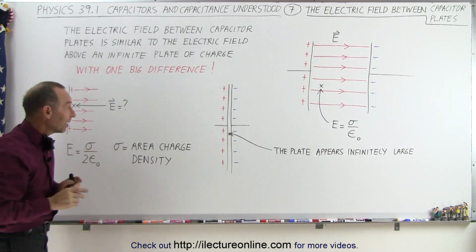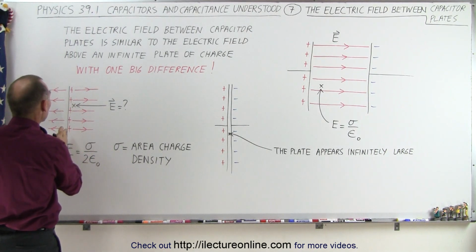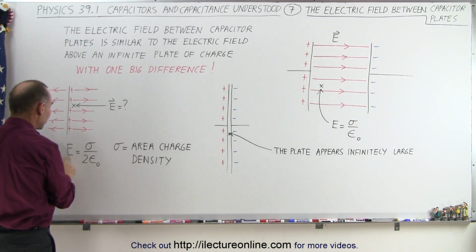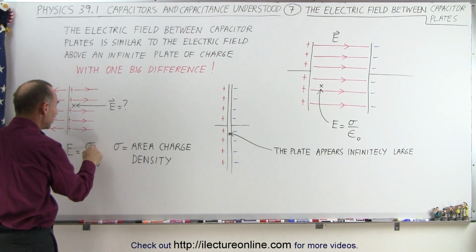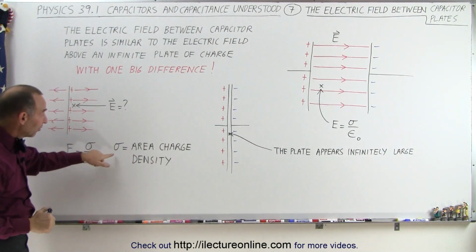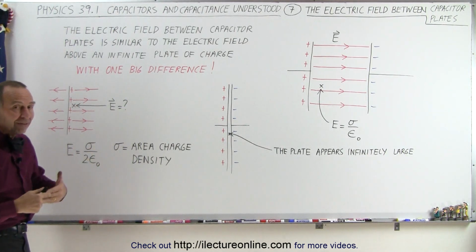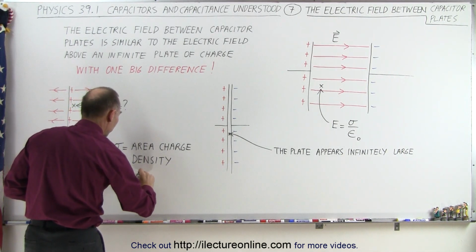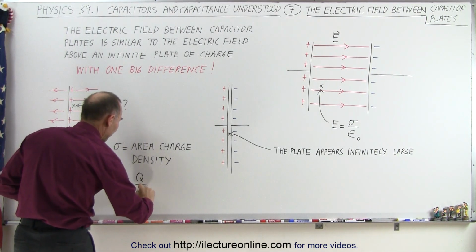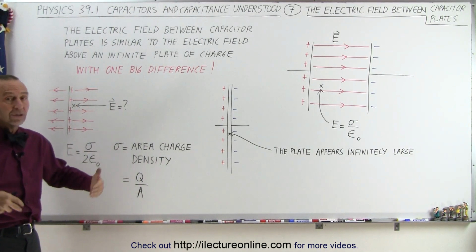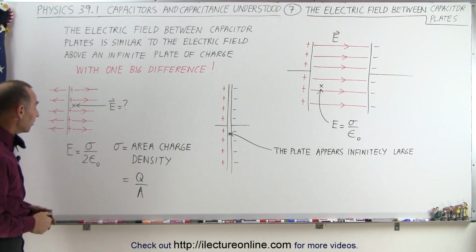But the big difference is that if you have a single plate with charge, the electric field will emanate in both directions, and so the electric field strength above an infinite plate is equal to the charge density divided by twice the permittivity of free space. The symbol here, sigma, means the area charge density, which is defined by the charge placed on the plate divided by the area of the plate. So the more charge, the greater the density. The bigger the area, the smaller the density.